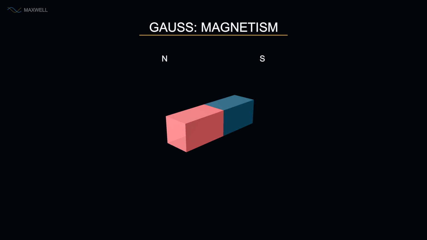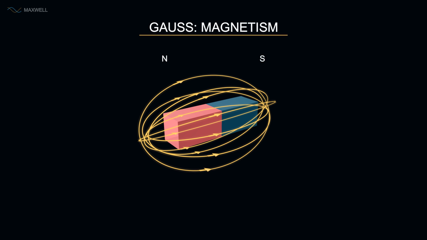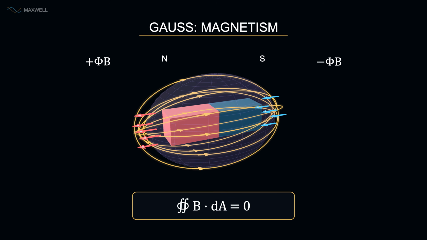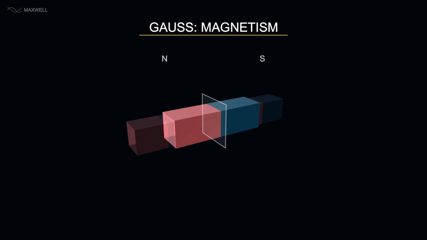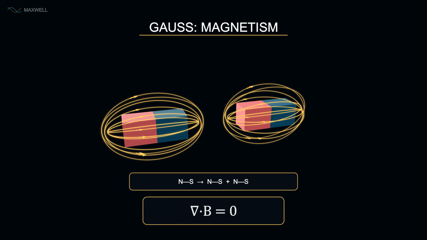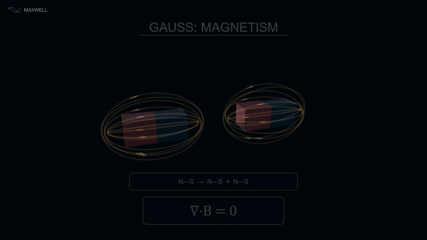Try the same experiment with a magnet. Cut it in half, hoping to isolate a single pole, and you simply create two smaller magnets. Magnetic field lines never begin or end. They always return to themselves. So through any closed surface, every magnetic line that leaves must eventually re-enter. The net magnetic flux is zero.